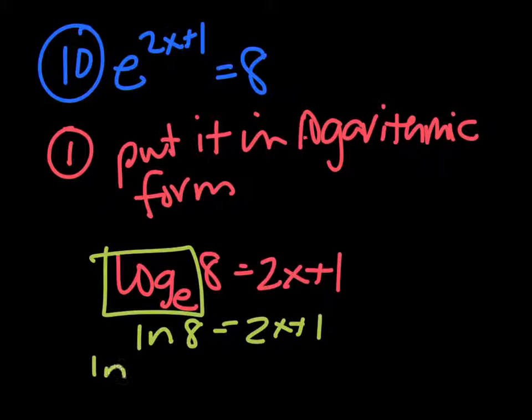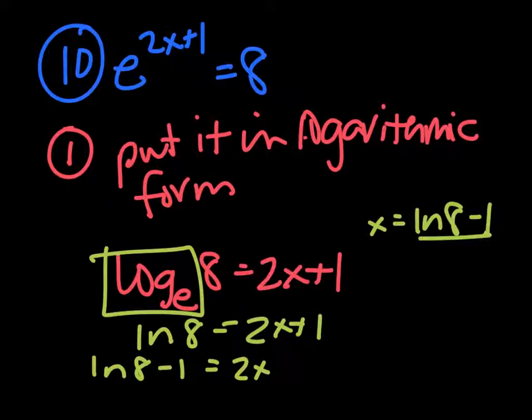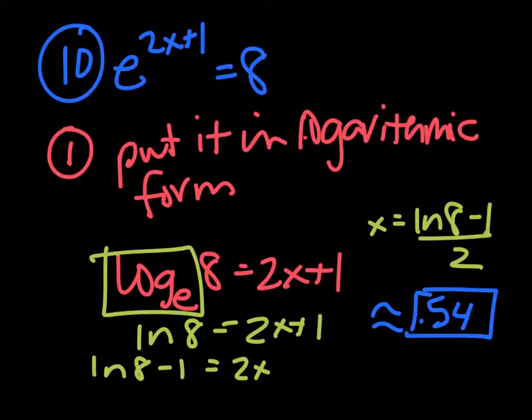So that gives you natural log of 8 minus 1 equals 2x. And then you divide: natural log of 8 minus 1 over 2. If you plug that in, you're going to get approximately 0.54 as your x. That's one way to do it, is to put it in logarithmic form. I'm going to show you two other ways on the next screen.